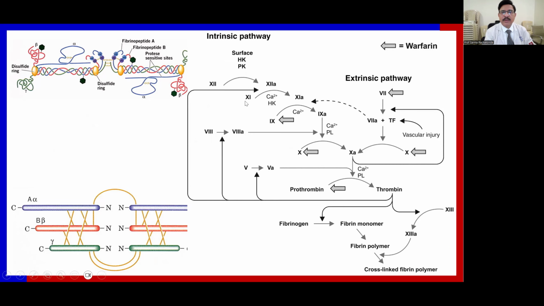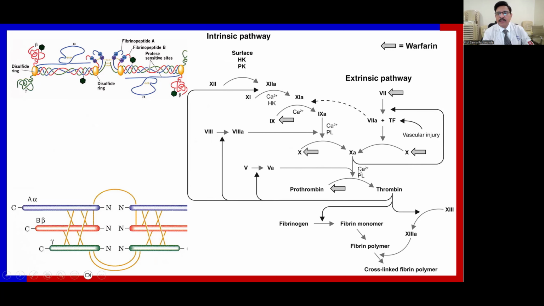to 12A, 11 to 11A, calcium is required very much there, and then 11A acts on 9 to 9A. 9A, in the presence of calcium and phospholipids, and also with the activated factor 8, will convert 10 to 10A. Once 10A is ready, factor 5 is required. It comes in multiple steps, and calcium and factor 5 are required at multiple steps. You can see calcium here, here, here and here. At every step, calcium is a cofactor.